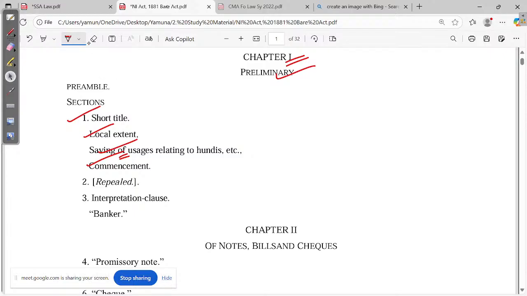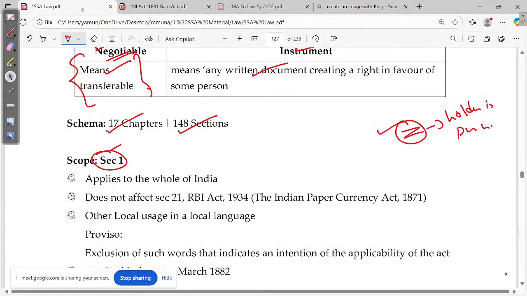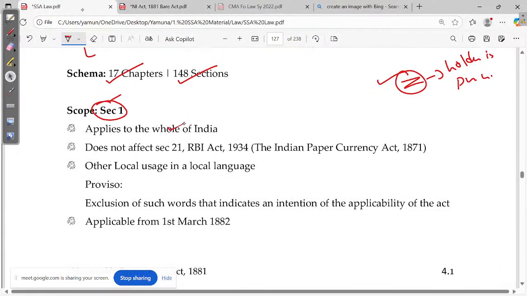Okay, so let me go here. It applies to the whole of India. It does not affect Section 21 of the RBI Act. If you refer to Section 21 of the RBI Act, it deals with the Indian Paper Currency Act. As I was telling, the currency note signed by the governor will not be treated as a negotiable instrument. Okay, saving of usage clause, and other local usage in local language. Proviso: some words may be excluded, but the intention should not be to defeat the Act.